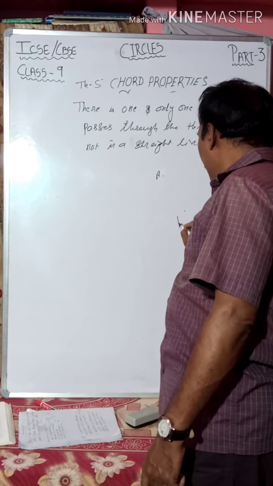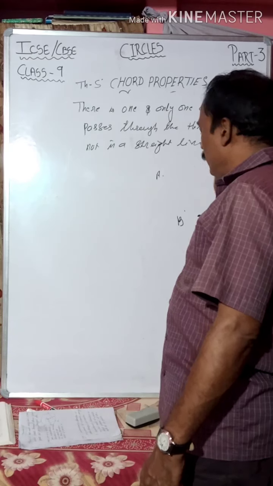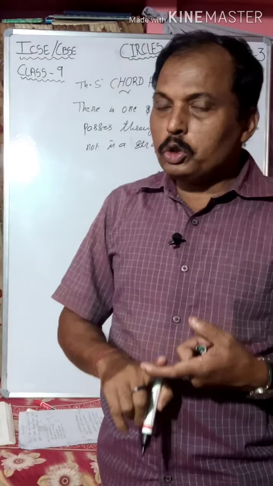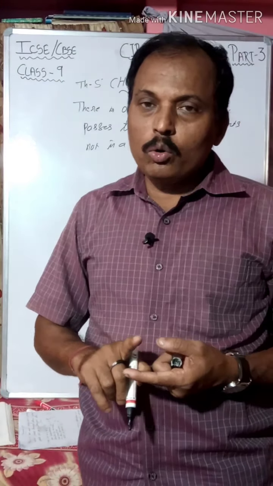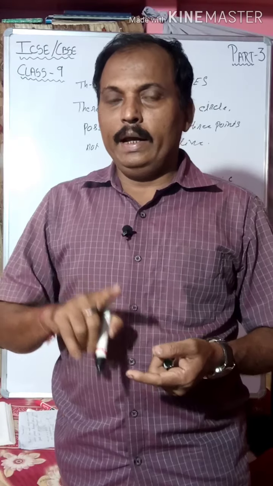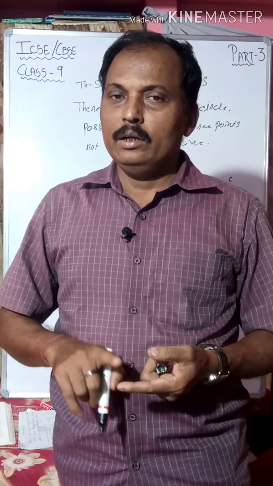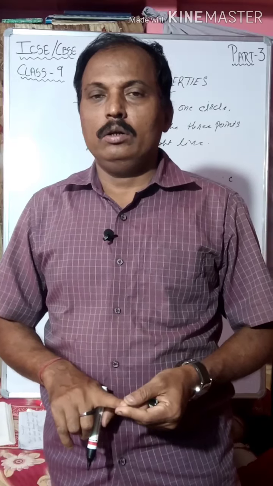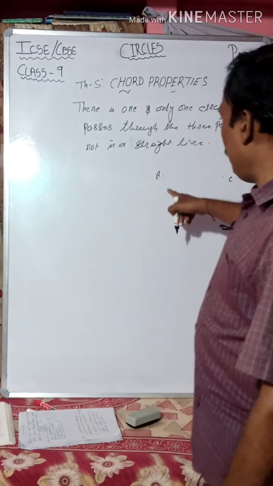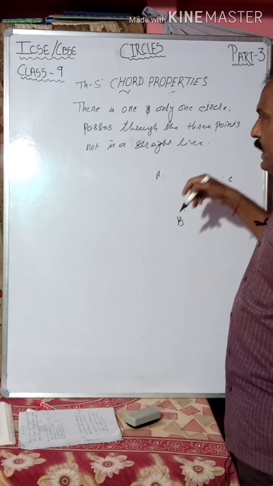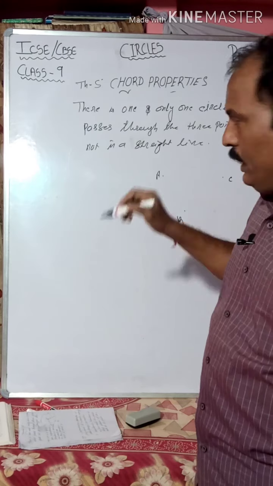This is A and this is B, suppose this is C. So these three points are also called non-collinear points. We discussed in earlier classes that if three or more points are in a straight line, they are called collinear points. If they are not in a straight line, those points are called non-collinear points. So here A, B, C are not in a straight line.